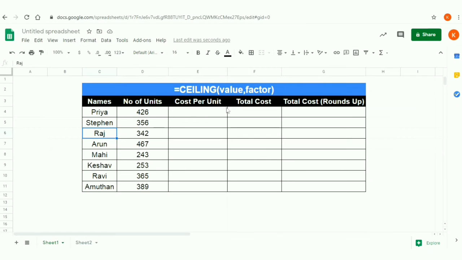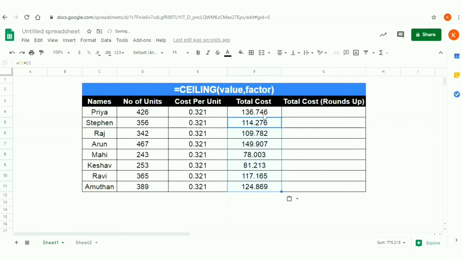Here there are 5 columns: names, number of units, cost per unit, total cost, and total cost rounded up. In the first row we take the name as Priya and the number of units as 426. Let's take the cost per unit as 0.321, and we copy the same for the other names as well. Here for the total cost we need to multiply the number of units by the cost per unit. In that case the total cost will be 136.746, and we copy the same for the other rows as well.